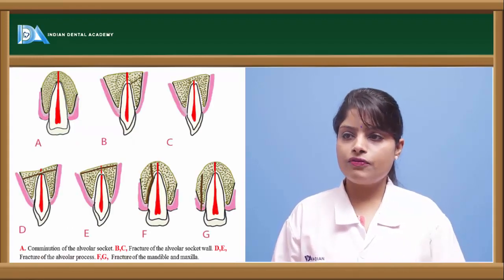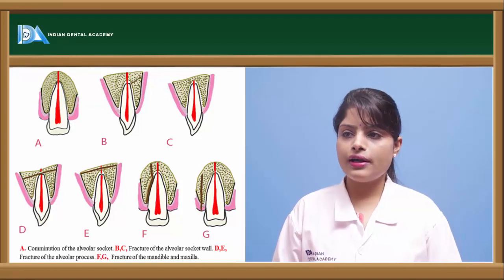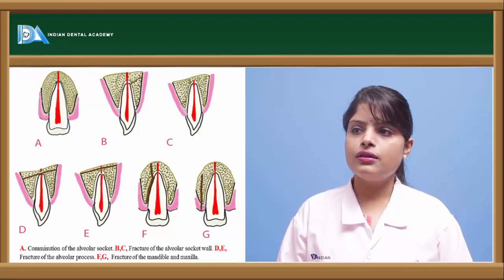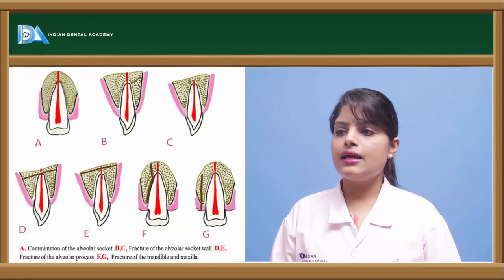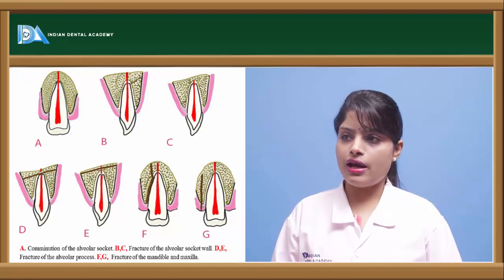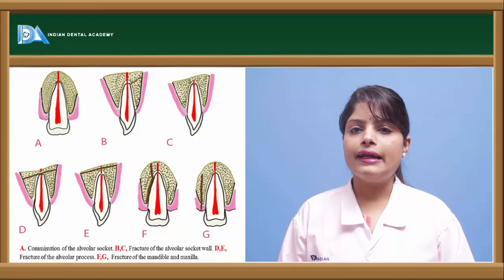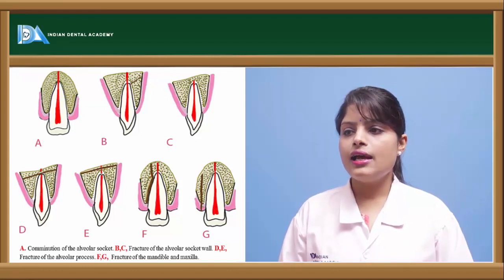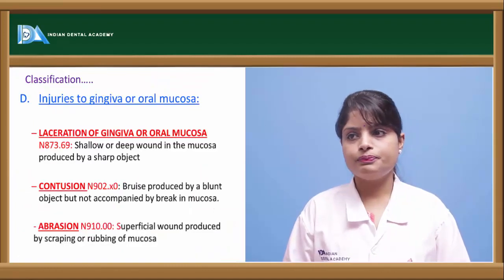These are the following photographs which represent the comminution of the alveolar socket, that is A. B is the fracture of the labial wall of the alveolar socket. C is the fracture of the lingual wall of the alveolar socket. D is the fracture of the entire alveolar process. And G is a fracture of the maxilla or the mandible.